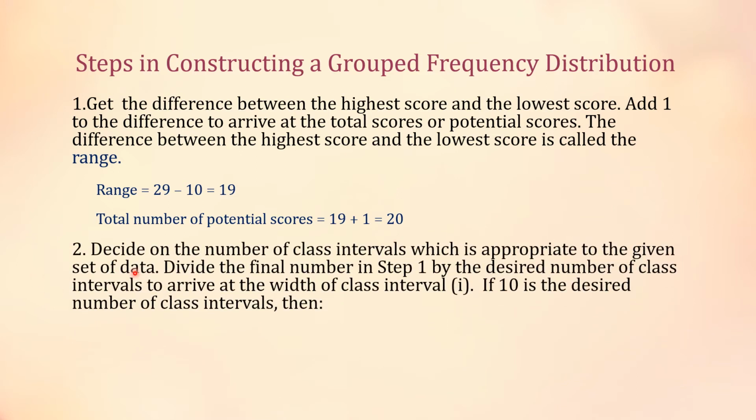Step 2: decide on the number of class intervals which is appropriate to the given set of data. Divide the final number in step 1 by the desired number of class intervals to arrive at the width of the class interval, I. So I stands for the width of the class interval. Now, if 10 is the desired number of class intervals, then I is equal to 20 divided by 10, which is equal to 2. So the I, or the width, is 2.